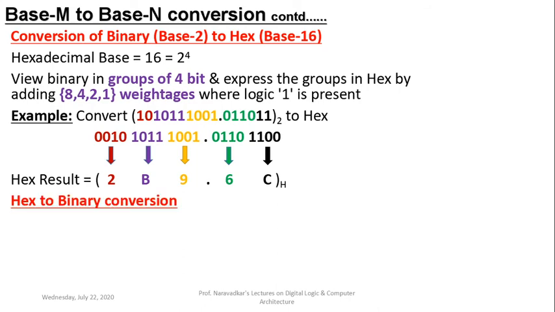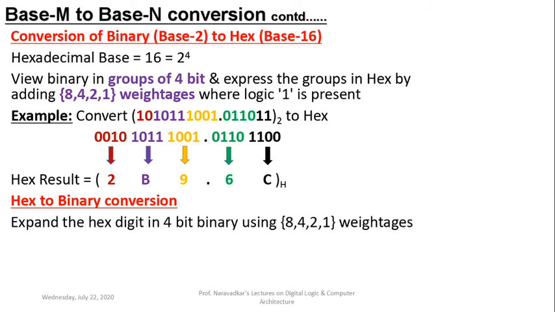Now, next is hexadecimal to binary conversion. Here, exactly opposite. Expand that given hexadecimal digit in 4-bit binary using 8421 weightages. Just opposite to the example which has been taken in this slide itself, on this page itself. So here is an example. 2AC.78 hexadecimal, I want to convert into its binary equivalent.